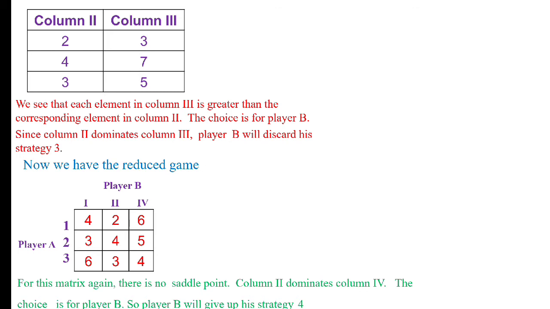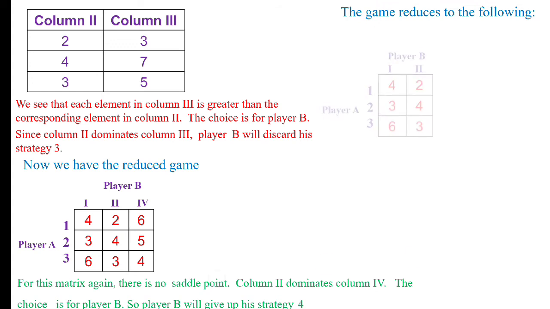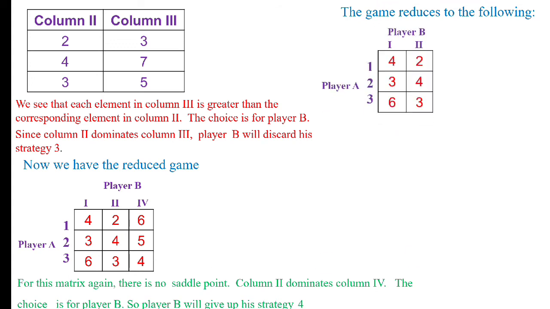So finally, whatever the dominance rule we apply, we will get the same final result. Column 2 is dominating column 4. How is that? Column 4 is greater than all the elements of column 2, so column 4 will be deleted. So after the reduced matrix, what will come? 4, 2, 3, 4, 6, 3.